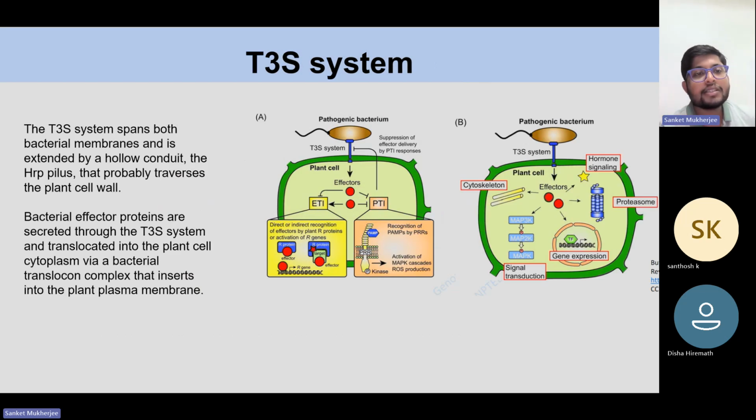Now, the T3S system spans both bacterial membranes and is extended by a hollow conduit, the HRP pilus, as you can see here, that probably traverses the plant cell wall. The bacterial effector proteins are secreted through the T3S system and translocated into the plant cell cytoplasm via the bacterial translocon complex that inserts into the plasma membrane.